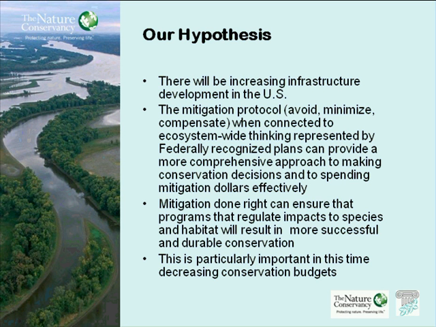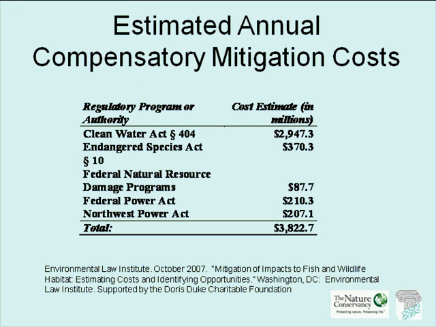This is particularly important in a time of decreasing budgets for other things. So this little chart just shows, before the financial crash in the U.S., how much money was being spent on mitigation annually. So almost $4 billion. So in contrast to, say, the U.S. Land and Water Conservation Fund, this is an order of magnitude larger amount of money than has been appropriated during the same period.